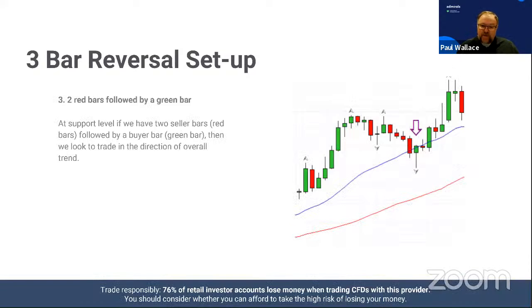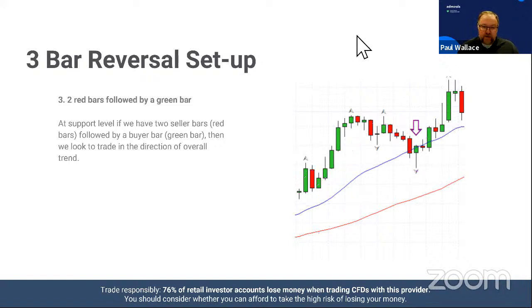Then, it's a very simple setup. At that support level, in an uptrend, if we have two seller bars, red bars, followed by a buyer bar, a green bar, then we look to trade in the direction of the overall trend. In this case, price has been above the 20, it's above the 50, it rallies up, it retraces back, we have 1, 2 red bars, followed by a green bar. That is our trigger, okay? It's a 3-bar reversal, 2 reds followed by a green. That is our trade to basically join this existing trend, right? That's what we're looking to do.